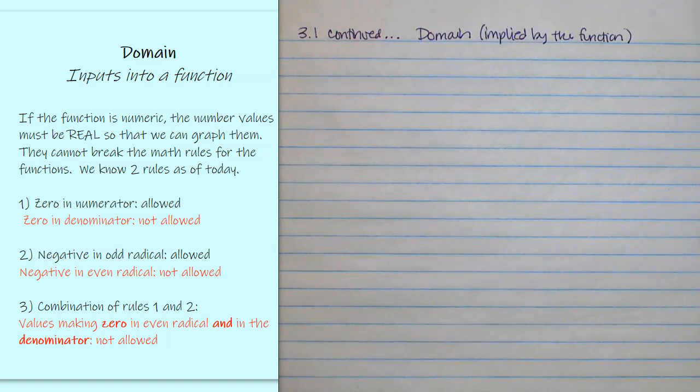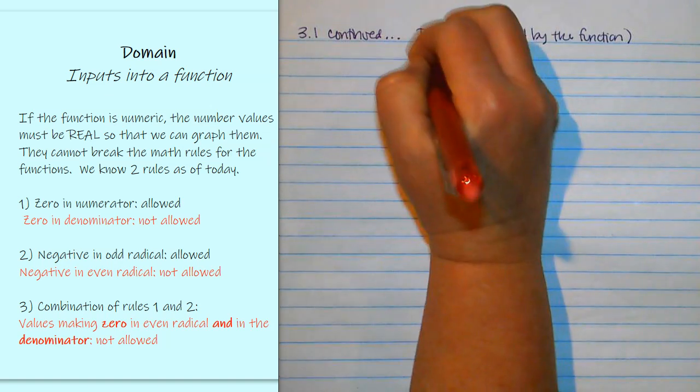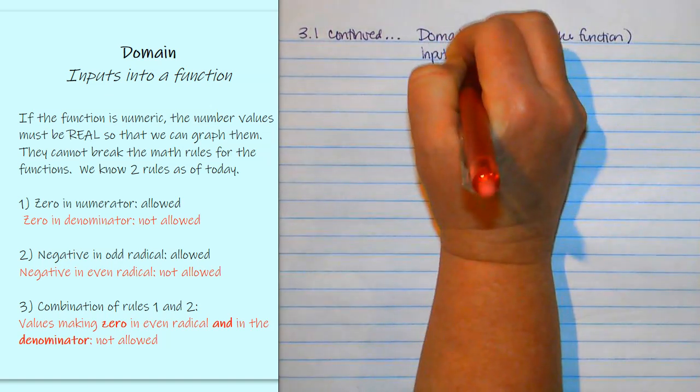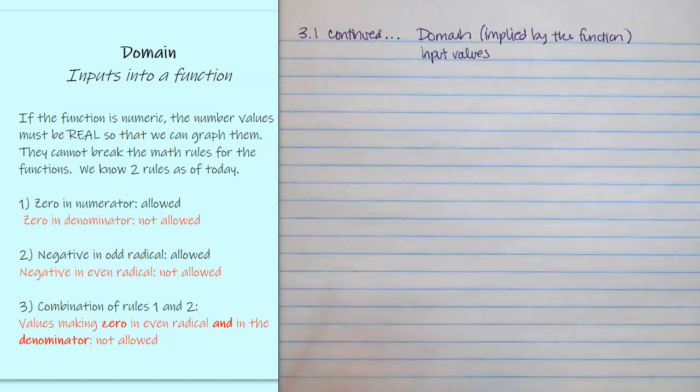All right, so 3.1 continued. We've looked at functions. We've reviewed what function notation looks like. We've talked about what domain is, domain being the input values. So these are the input values. And we're going to look at functions today that have restricted domain.